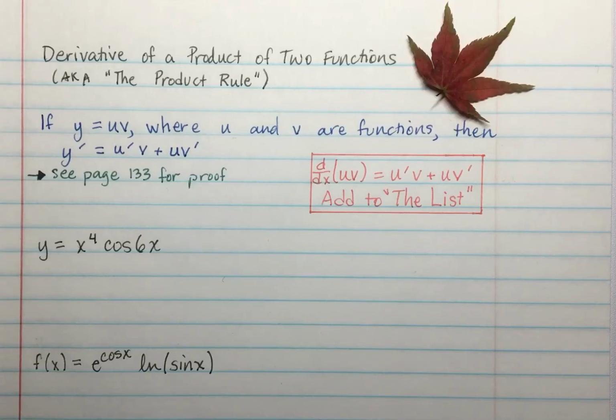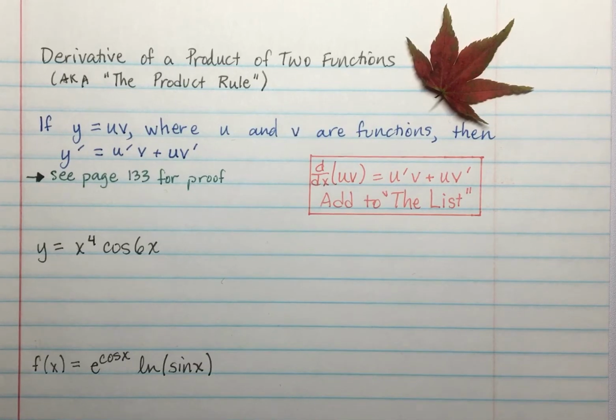Hey everyone, we are looking at the derivative of a product of two functions. So basically you just have two functions multiplied together, hence the name product. I'm not going to show you where this comes from. If you really want to know, go to page 133 for proof, or you could Google it and find someone else's video. But for the sake of time, I'm not going there.